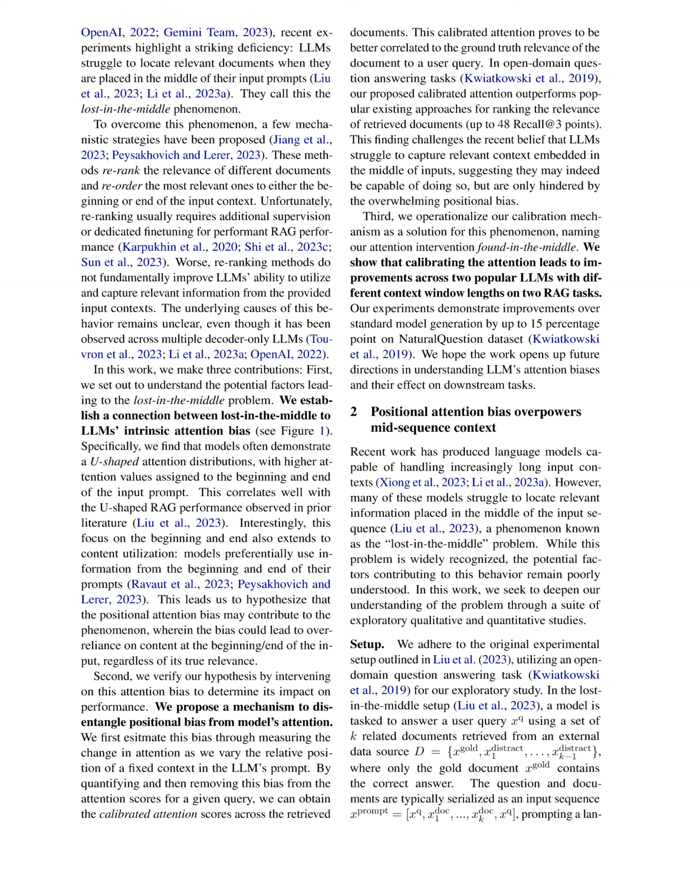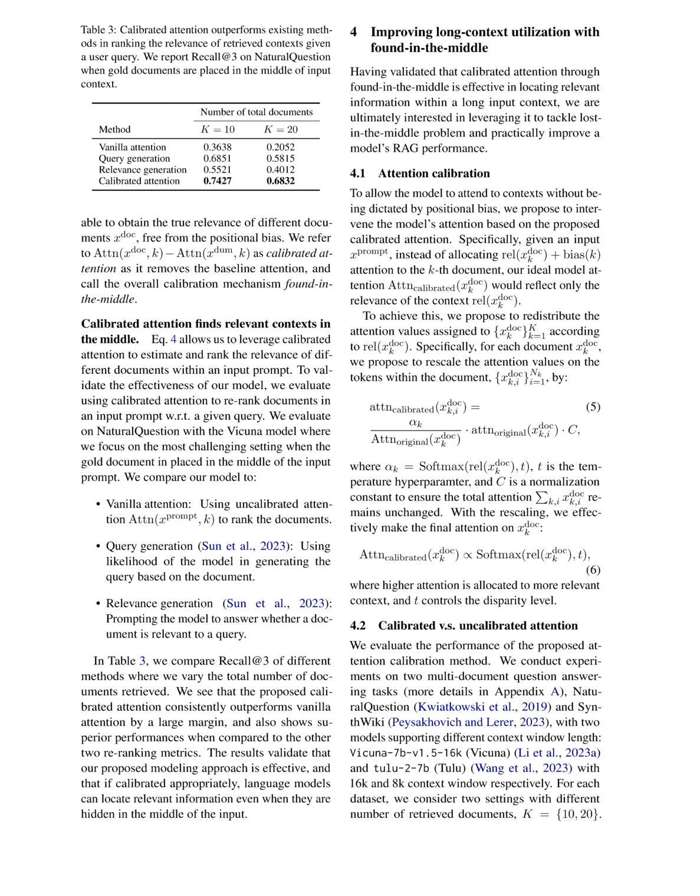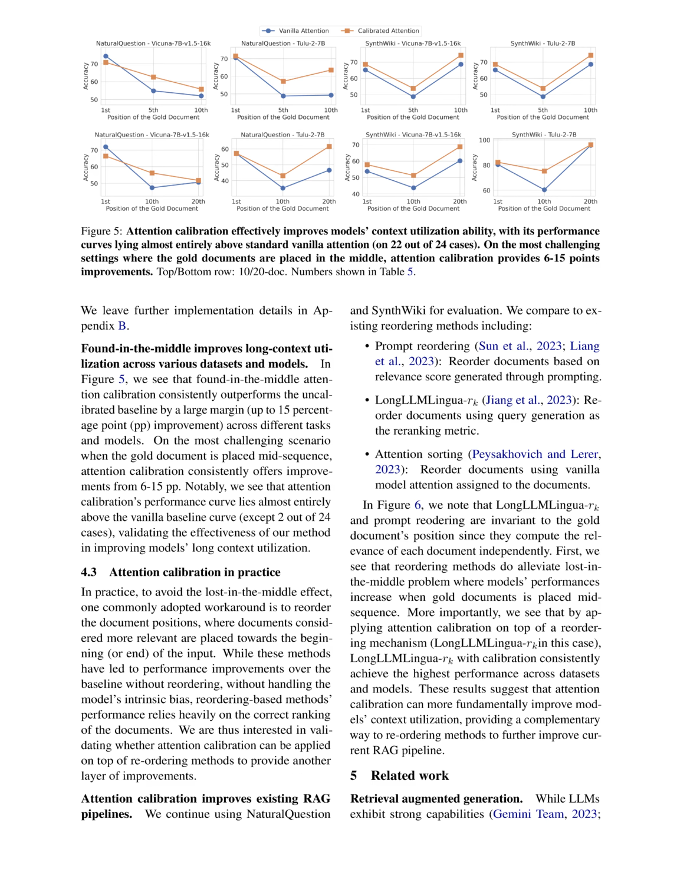The proposed calibrated attention consistently outperformed vanilla attention by a large margin, showing superior performances when compared to other re-ranking metrics. The results validated that the proposed modeling approach was effective in improving models' long context utilization, especially when the gold document was placed in the middle of the input prompt. Overall, the attention calibration method provided a complementary way to reordering methods to further enhance the current RAG pipeline, showcasing its effectiveness in improving models' context utilization and performance on RAG tasks.